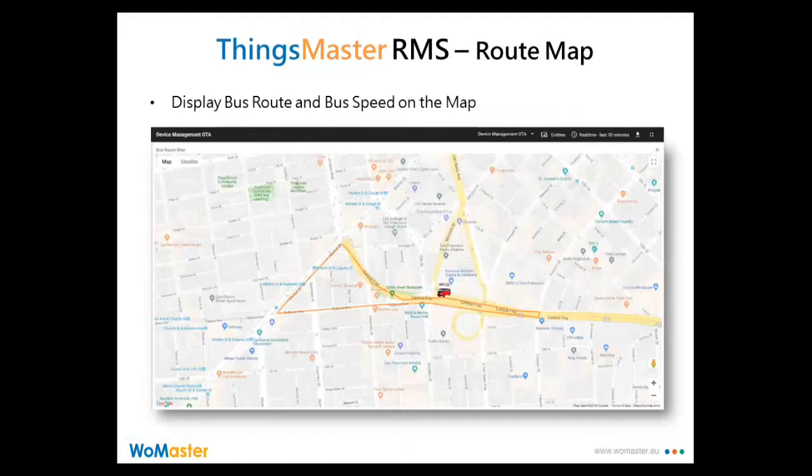And this is the route map of the ThingMaster RMS. As you can see on the map, it displays the bus route path. You can also set the alert, alarm for the overspeed to inform the driver and the manager.